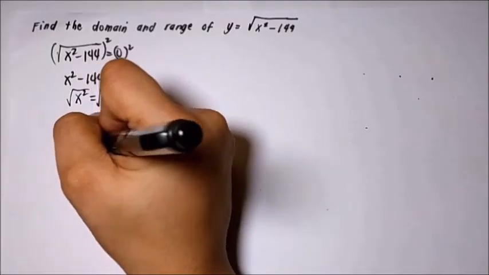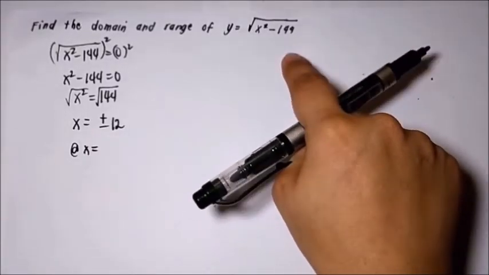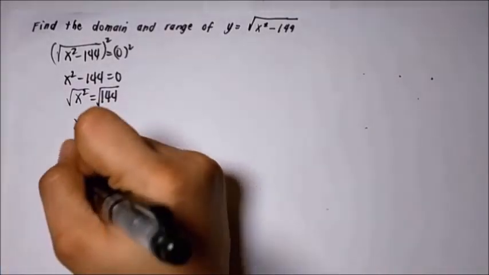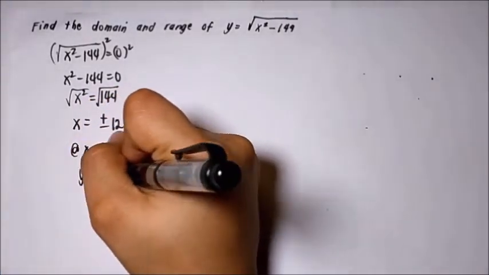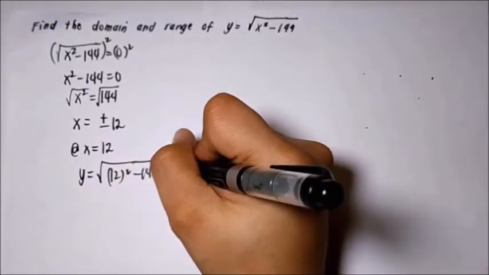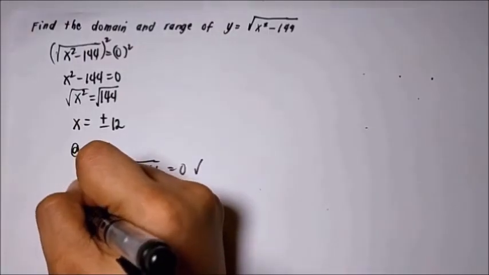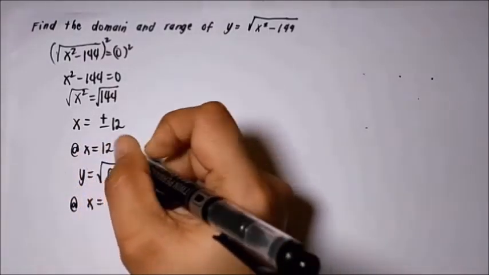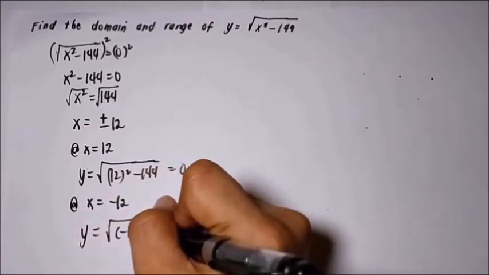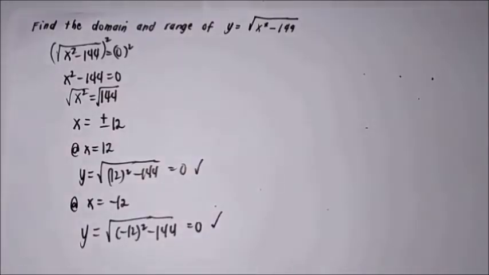So let's check if positive and negative 12 would lead to real numbers for the values of y. At x equals positive 12, we have y equals the square root of 12 squared minus 144. So this is equal to 0. So positive 12 is included. At x equals negative 12, y equals the square root of negative 12 squared minus 144. So another 0, so included.